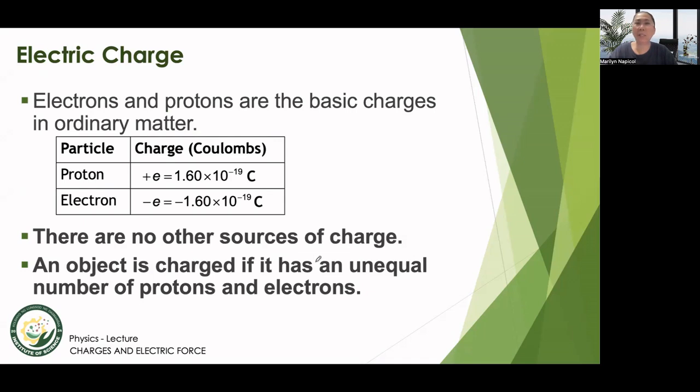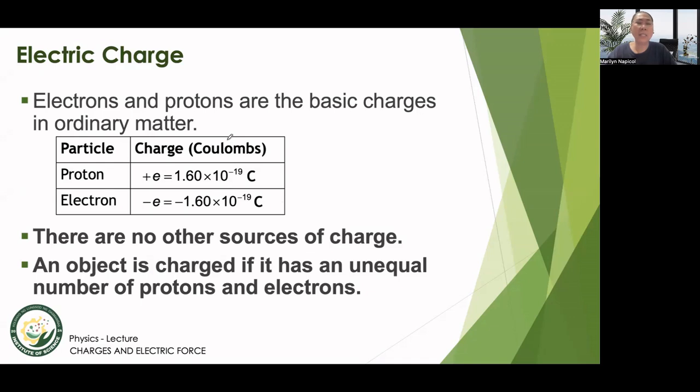Okay? Now, electrons and protons are the basic charges in ordinary matter. So pag tinignan natin yung atoms natin, lahat ng atoms, if you will look at your periodic table, meron siyang certain number of protons and certain number of electrons. For example, yung hydrogen. Hydrogen, ang atomic number niya ay 1. Ibig sabihin nun, in a neutral state, meron siyang 1 proton and 1 electron. Now, yung proton natin, siya ay positively charged, and then yung electron natin ay negatively charged.